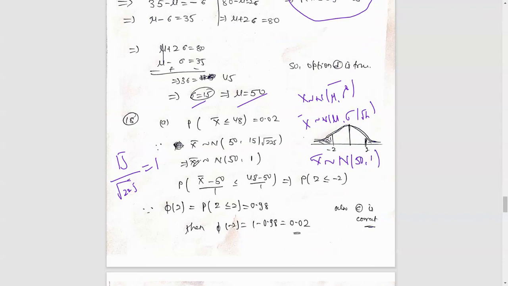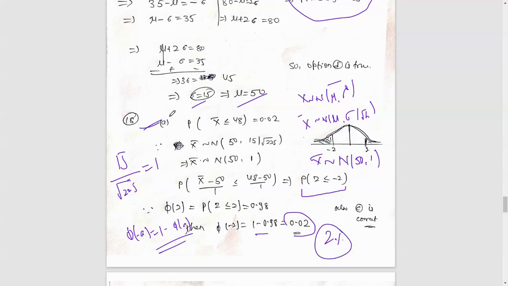Just convert x bar into the z format: (x bar minus 50) upon 1, so (48 minus 50) upon 1. So this is the probability of z less than or equal to minus 2, and it is given that the probability of z less than or equal to 2 is 0.98. I told you that the probability of minus a is equal to 1 minus the probability of a. So this is 1 minus 0.98, which is 0.02. It means that only 2% of candidates are there, so this statement is correct.